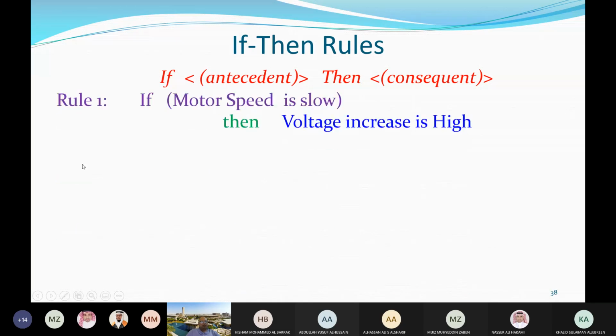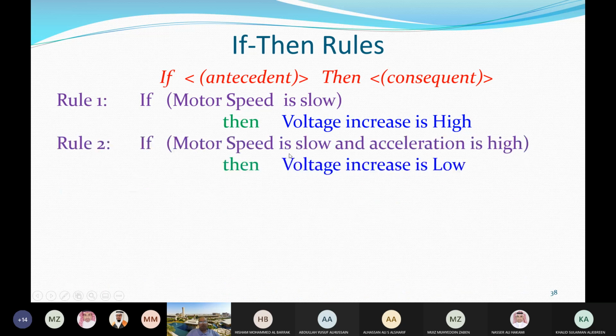So, rule 1, for example: if motor speed is slow, then voltage increase is high. And if this is satisfied, then the consequent also will be satisfied. If motor speed is slow and the acceleration is high, then the voltage increase is low. These are just examples of the if-then rule.